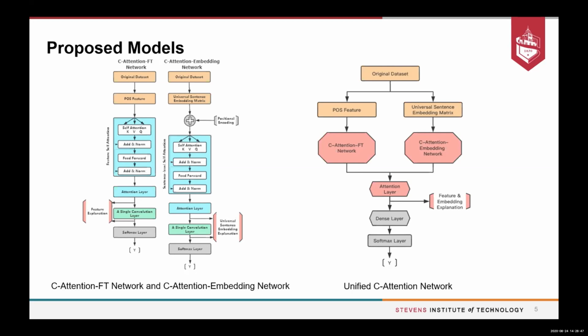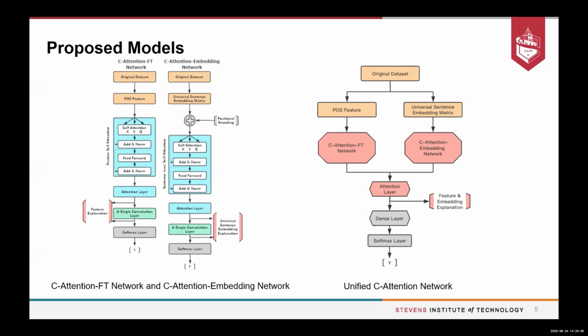Then we use another self-attention layer to extract the feature importance based on the attention value for each feature. Then a single convolution layer is applied to capture the most important feature per filter. After a softmax layer, we generate the final decision of Alzheimer's detection.